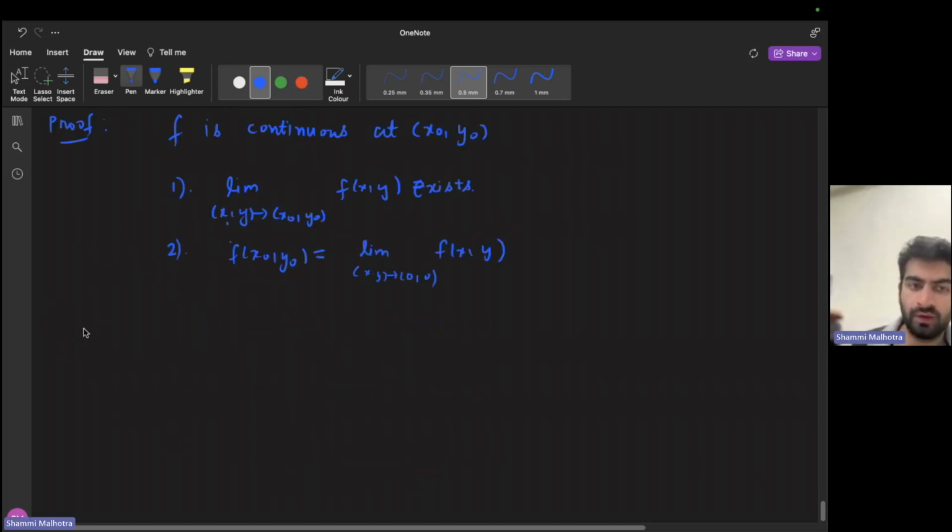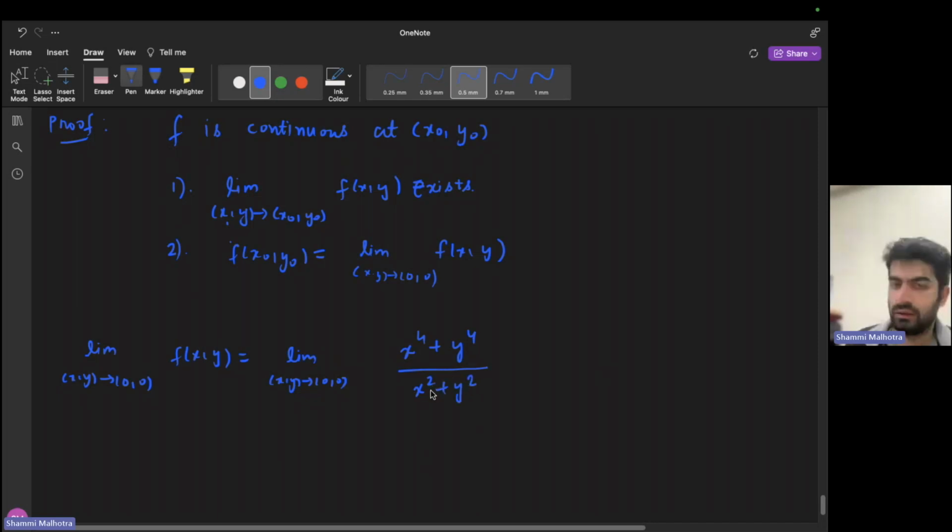So to find the value of k, first we have to calculate the double limit as (x, y) tends towards (0, 0) of our function f(x, y). So this is the limit as (x, y) tends towards (0, 0) of x raised to power 4 y raised to power 4, whole divided by x square plus y square. Okay, so again I have to evaluate this limit, and there are lots of ways to calculate it.